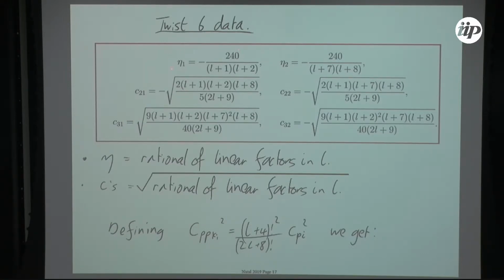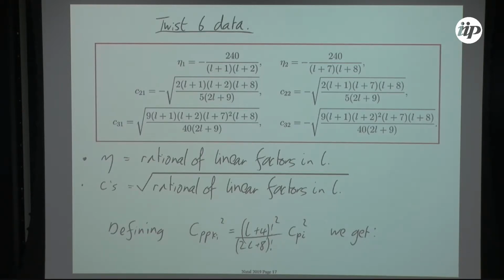Now, I guess a key point in hindsight is that these etas are rational. And they needn't be, because we're solving a quadratic equation to get them. So it's quite remarkable that the etas are rational. The c's also are square roots of rationals. Okay, but this then illustrates the main story of what we can do.